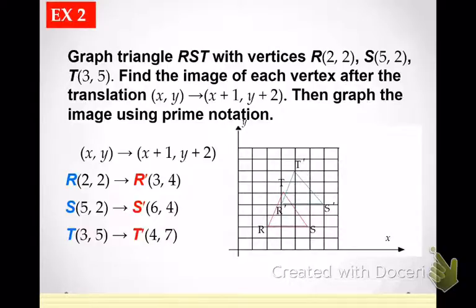So the vector representing this translation could be represented with this line right here. It's going over 1, up 2. You start it at the origin, go over 1, up 2. You don't have to put it on the triangle. That's the vector that I apply to each corner, each vertex. Over 1, up 2, each time. That's what I'm doing each time. All right, any questions on that part?